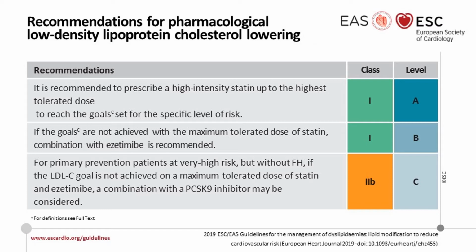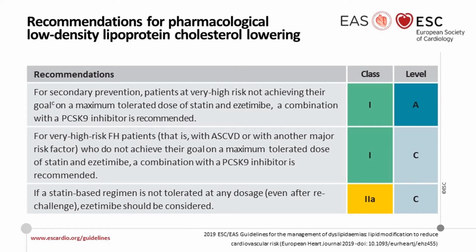So ezetimibe is considered class 1B to be added to statins if the target is not achieved, and PCSK9 inhibitors in patients without familial hypercholesterolemia could be added to statins if the target is not achieved. In patients at very high risk, for primary prevention, not achieving the goal on the maximum tolerated dose of statin and ezetimibe, a combination with a PCSK9 inhibitor is recommended.